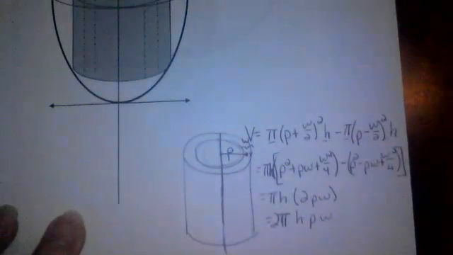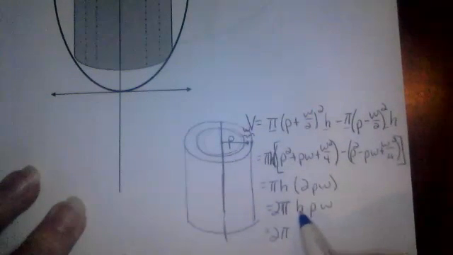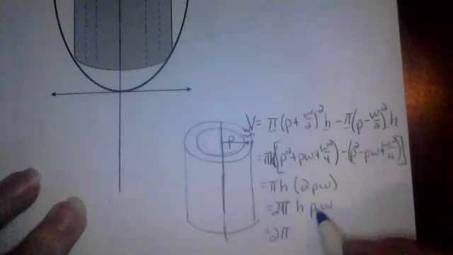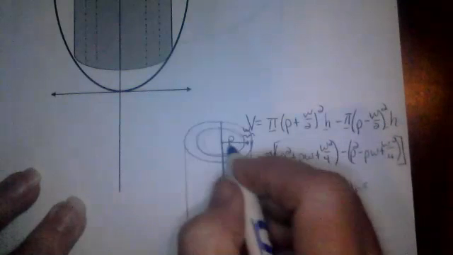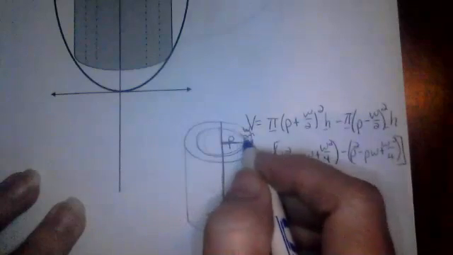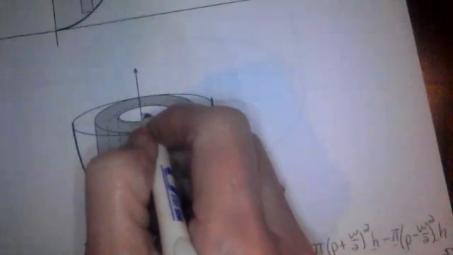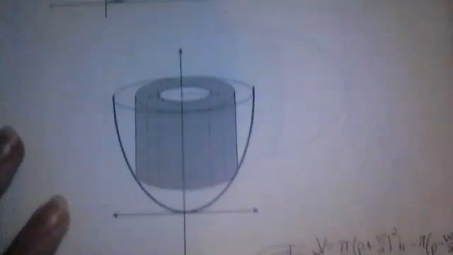Now let's talk about what each of these things represent. This 2 pi is just constants. The h, p, and w. The p is going to be the radius, just like we see here. It's how far out we're going to rotate, like in this picture. Our representative radius is going to be our p of w.